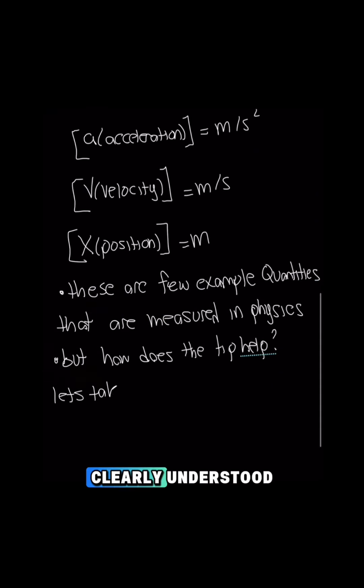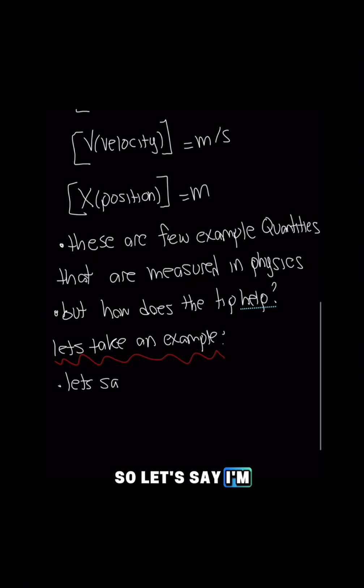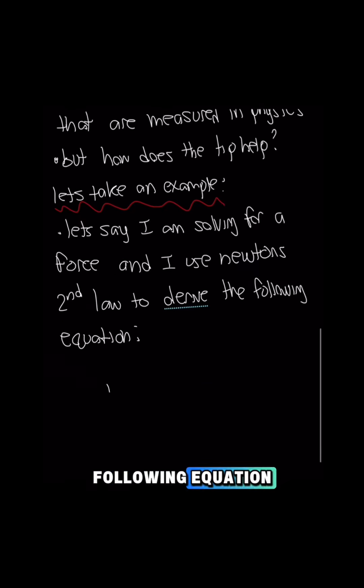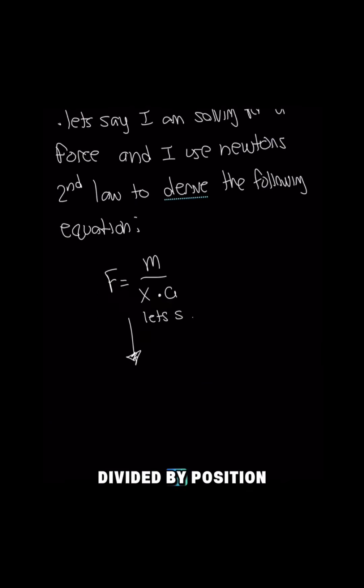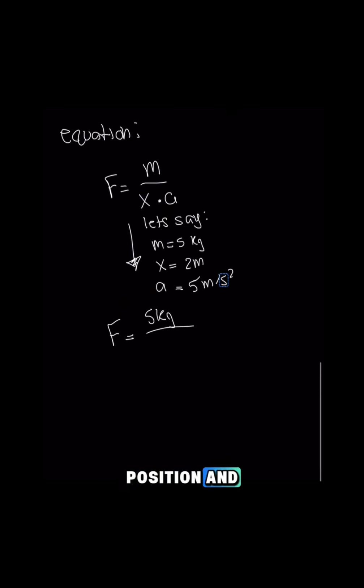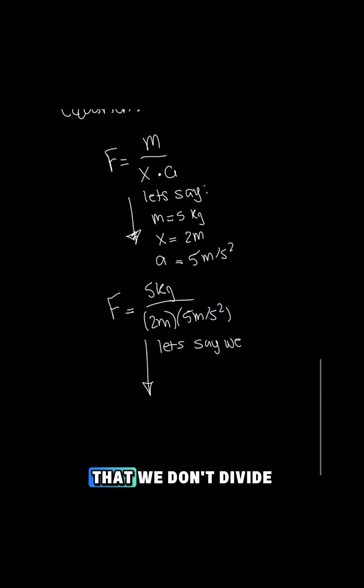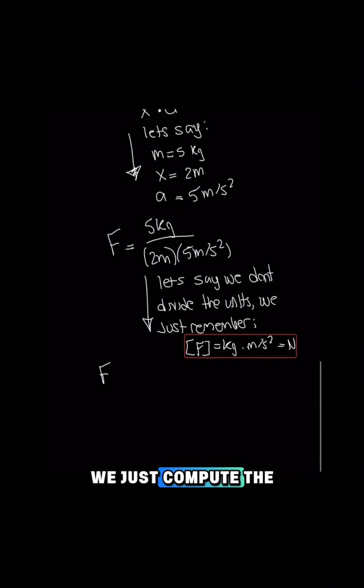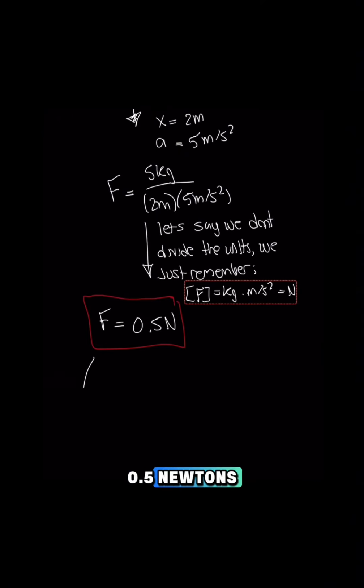This can be more clearly understood using an example. So let's say I'm solving for a force and I use Newton's second law and I derive the following equation, where force is equal to mass divided by position times acceleration. Let's just put in some random values for the mass, position, and acceleration. And let's just assume that we don't divide the units. We just remember that force is equal to newtons. We just compute the amplitude, and so we get 0.5 newtons for the final answer.